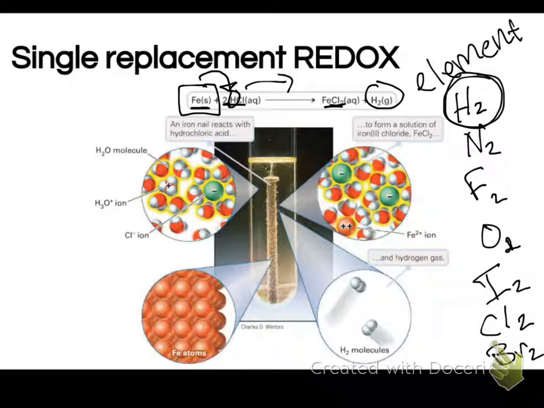So effectively, in a single replacement reaction, what you're doing is you're taking an element with no charge and you're turning it into an element with a charge, in this case 2+. And then in order to balance the scales, sort of, we have to take the charged hydrogen, this is H3O+, and turn it into the uncharged version of hydrogen. So they're like trading places. Electrons are literally moving from one of them to the other one.